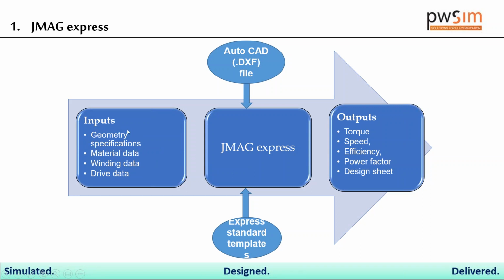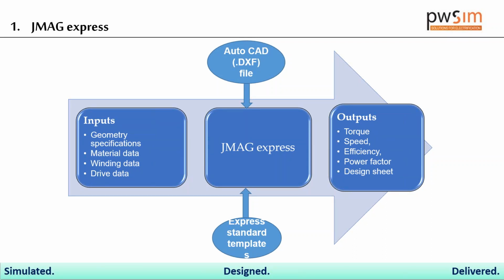The JMAG Express module will ask you for the geometric specifications, and likewise you can ask the manufacturer for the material data: what material you have used in this motor model? He will give you the material data here, and the winding configurations also he will be able to supply you, or else you can find it out yourself using your lab support. And lastly, you have the drive data. Whatever motor you are using, there will be a drive associated with it.